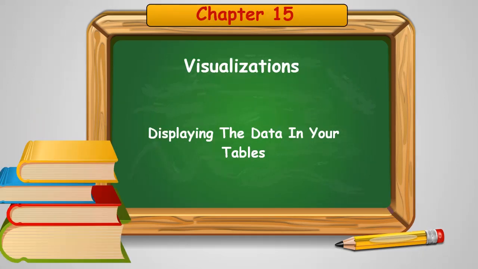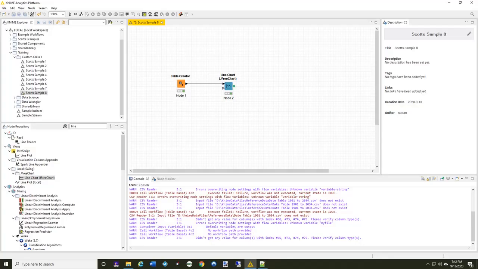In this chapter, we're going to talk about visualizing the data from within your tables in KNIME. It supports a great deal of built-in visualization capability that we're going to be reviewing. Let's start with a simple question. Why do we visualize data?